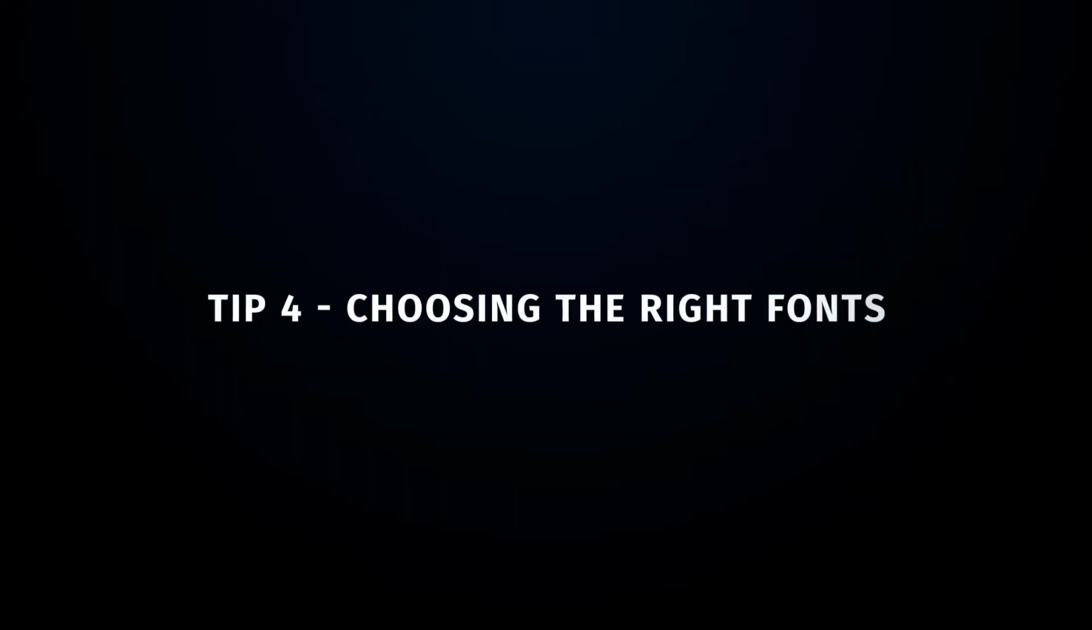Tip number 4 is choosing the right fonts. So there are basically two main types of fonts, serif and sans serif. Serif fonts are those that have strokes attached at the end of each letter. Sans serif, on the other hand, do not have strokes attached at the end of each letter.